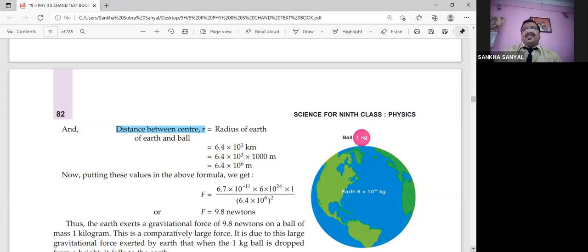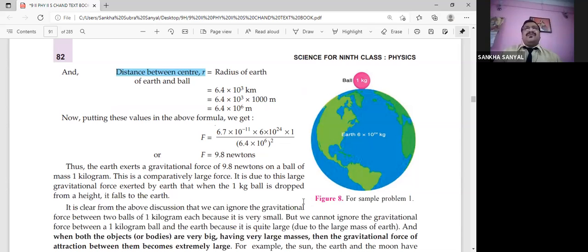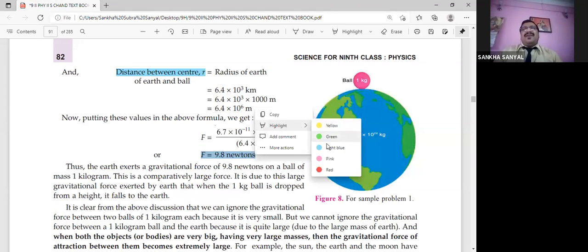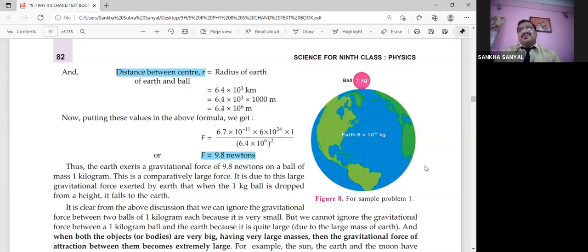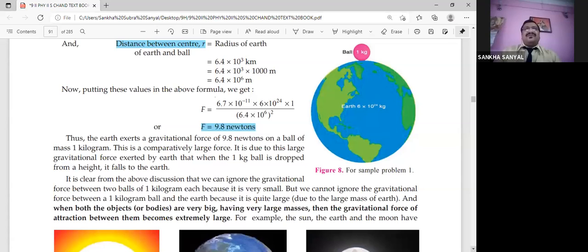If we put all these values over here, we would find the value of F is coming to be 9.8 newtons, a value which you people are very closely associated with. You must have seen this value time and again. F is equal to 9.8 newtons. The unit is newtons, the unit of force.